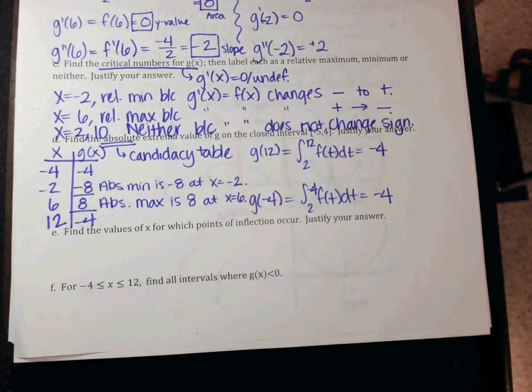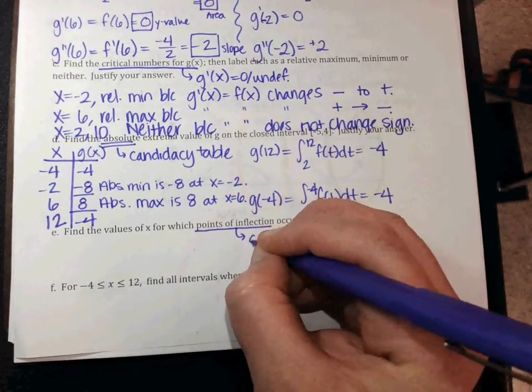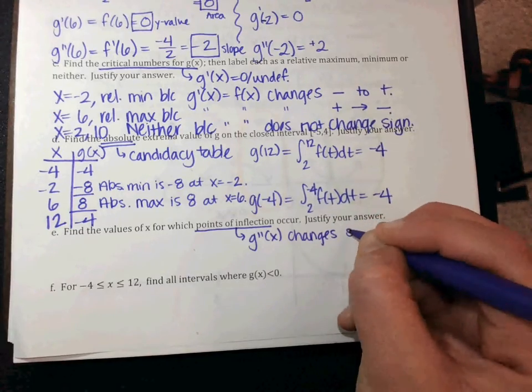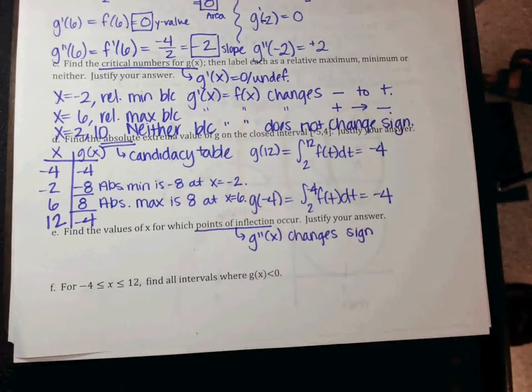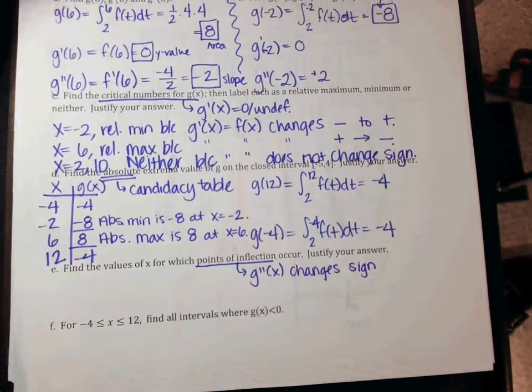Alright, part E, we want to know where points of inflection occur. Points of inflection are going to be when G double prime changes sign. When G double prime changes sign, what is G double prime looking at this graph? The slope of the graph. Very good. So look at your graph and I want you to put X's where the slope changes sign, either from plus to minus or minus to plus. Just indicate X's on your graph where that happens.